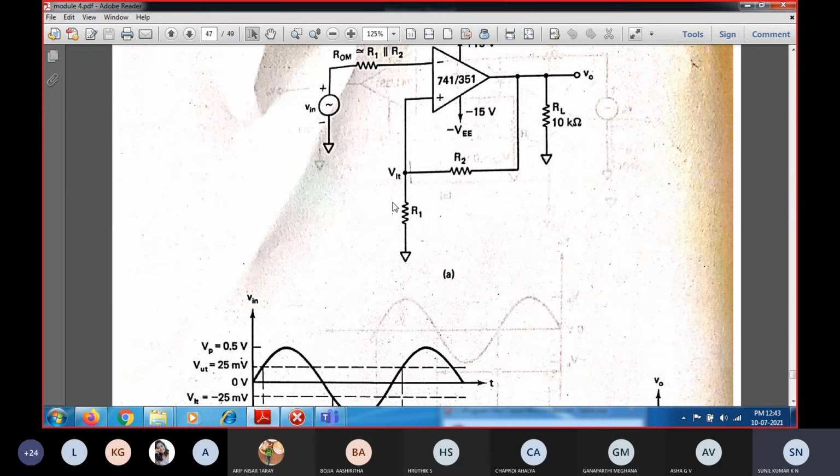What is the value of the voltage across R1? How are we going to find it? The voltage VUT is the upper trigger point voltage, and VLT is the lower trigger point voltage. We are going to get the trigger voltage with respect to V0 into R1 divided by R1 plus R2. So this is what we will get as the trigger point voltage.